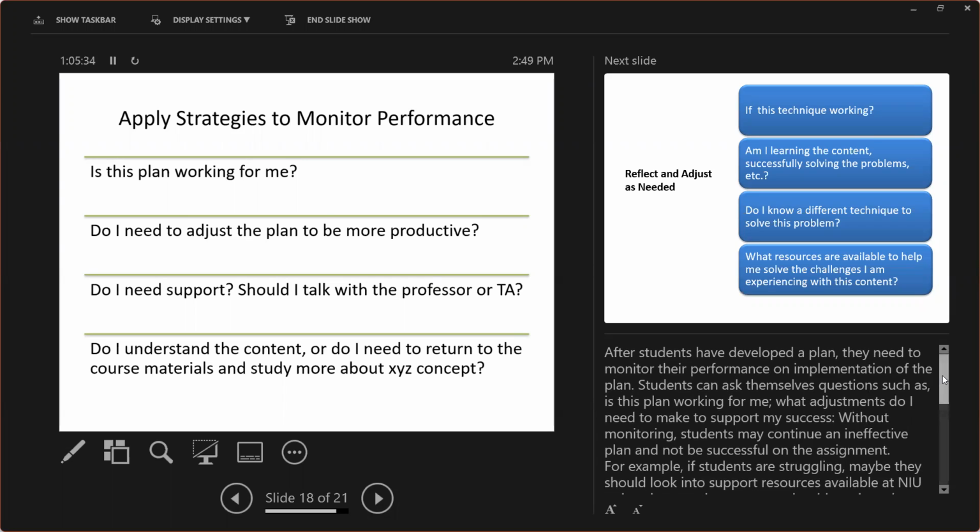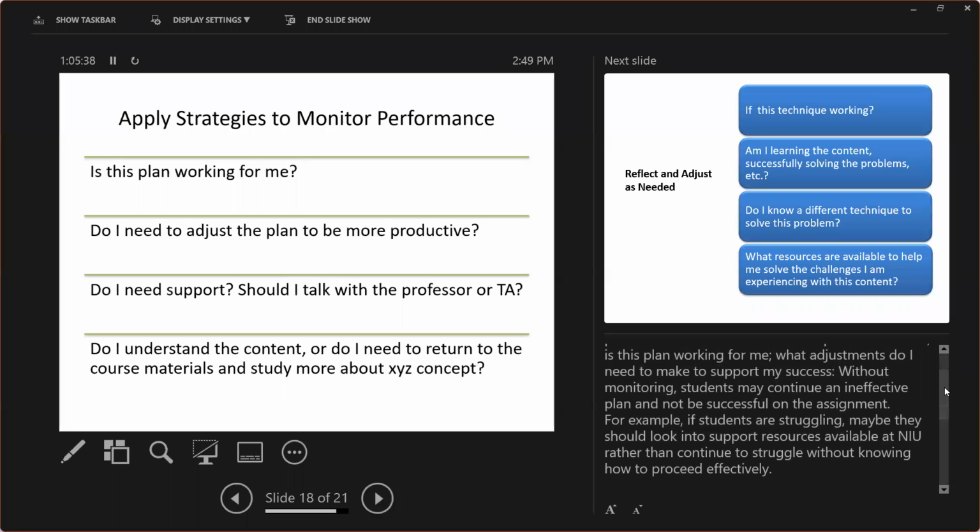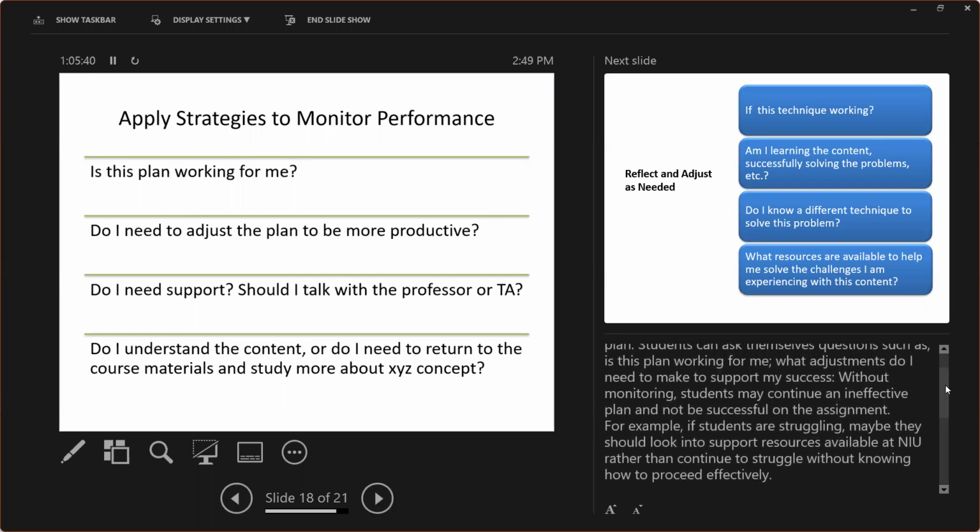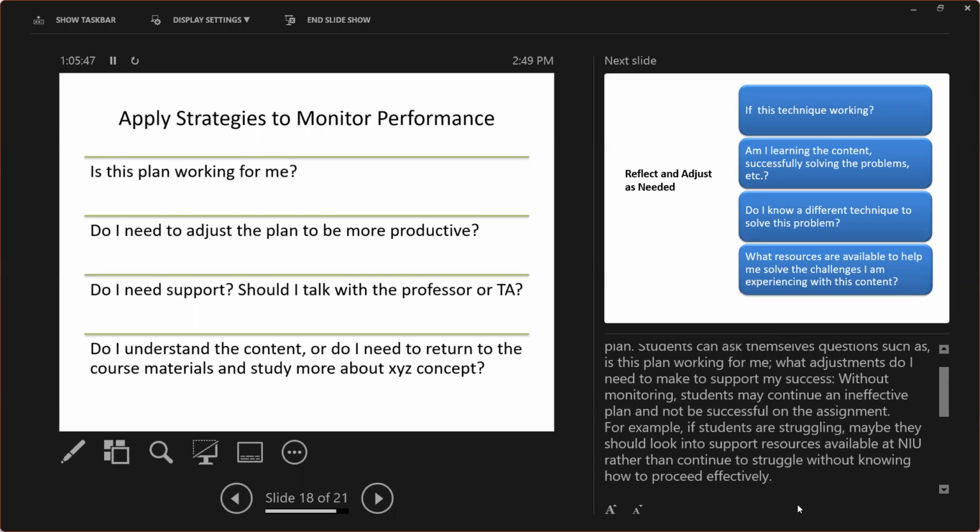And maybe they didn't study enough, and so they need to go back and learn more about certain concepts. But if students are not monitoring their performance, then they're not getting those opportunities to say, okay, I tried this technique and it didn't work so well. And I tried this technique and it worked a little better, but maybe I need to ask the professor. Maybe I need to set up a tutoring appointment or something.